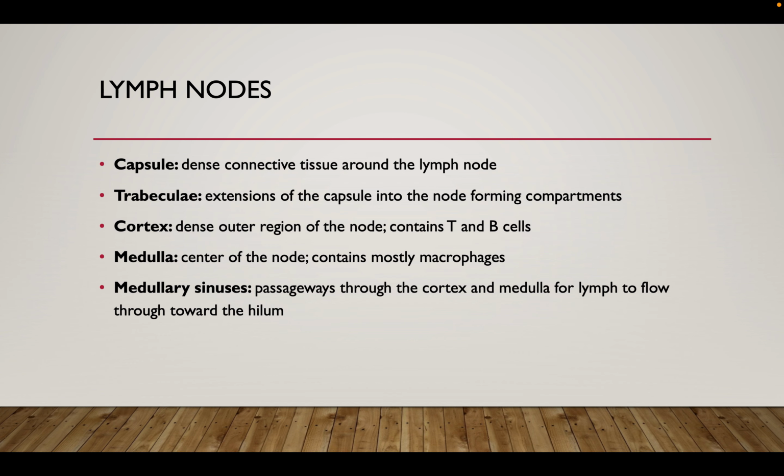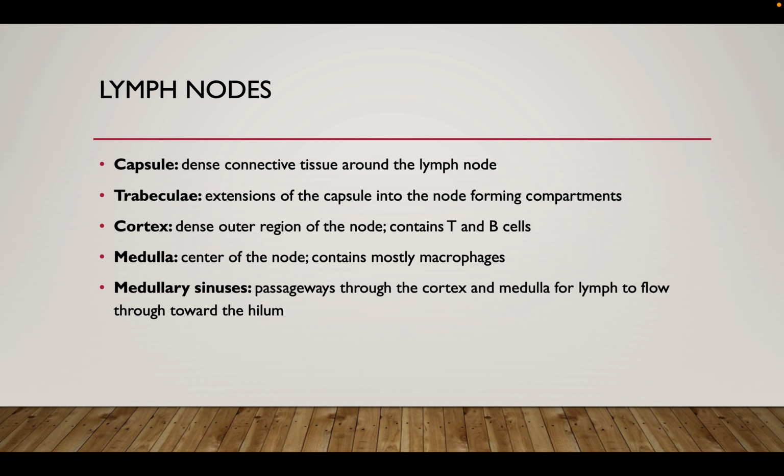So, the structure of a node, and we'll look at this in lab too, you'll see this in a lab setting. There's a capsule, which is just going to be the outermost layer, as in most organs. When we see the kidney, there's a fibrous capsule of the kidney. There are little projections of this capsule into the lymph node that divide it into sections or compartments, and these are going to be called trabeculae.